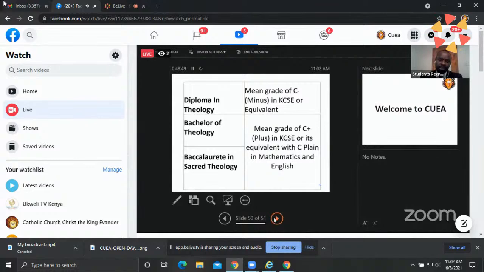Those are the courses that we have at the Catholic University of Eastern Africa. And like I mentioned, those are the minimum requirements. And therefore, a student can study the same courses with a grade above any other that we have mentioned.